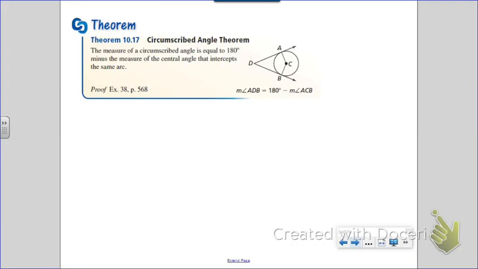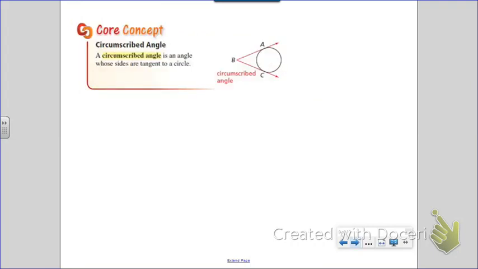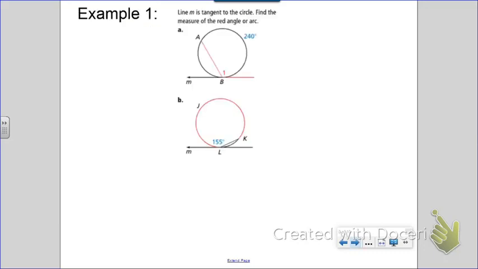Here we're looking at just a half a circle idea, 180 minus the angle. An angle that is what's called circumscribed is an angle whose sides are tangent to a circle.